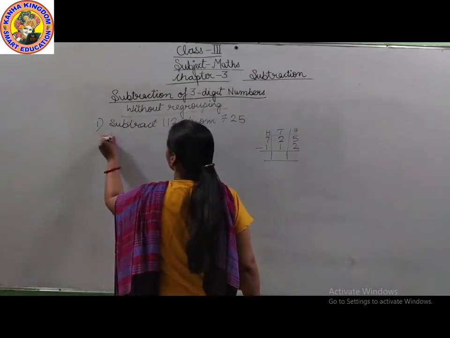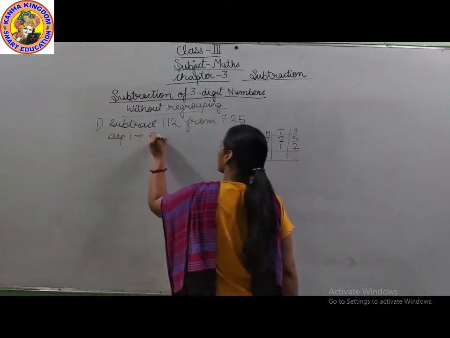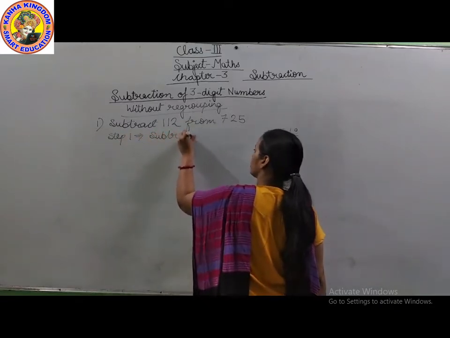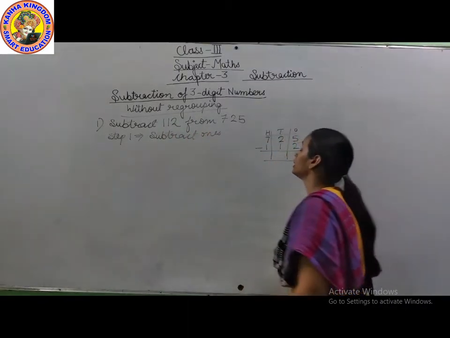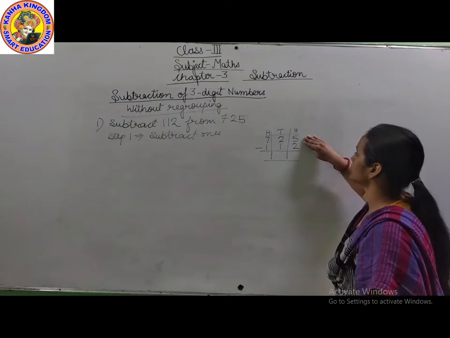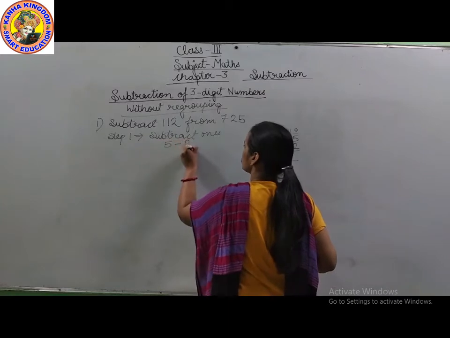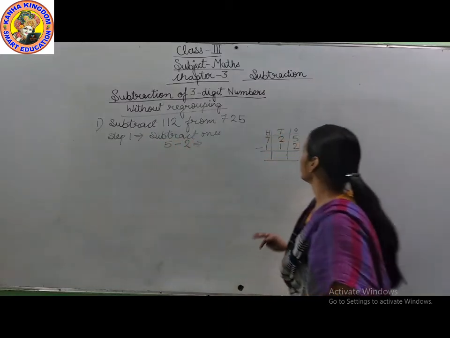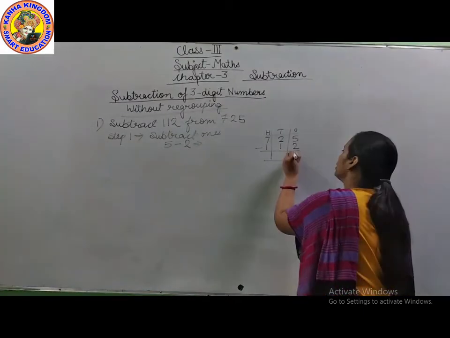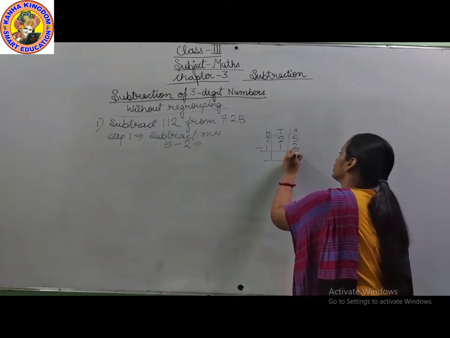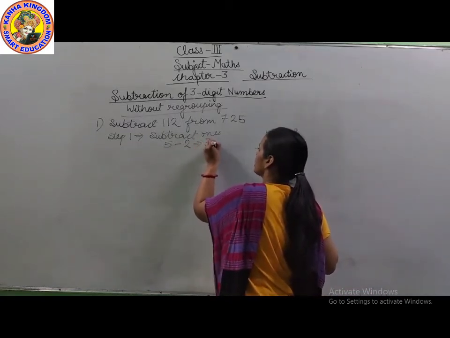First step, subtract ones. First we have to subtract the ones place digits, means 5 ones minus 2 ones. So when we subtract 2 from 5, we get number 3. So our answer is 3 ones.